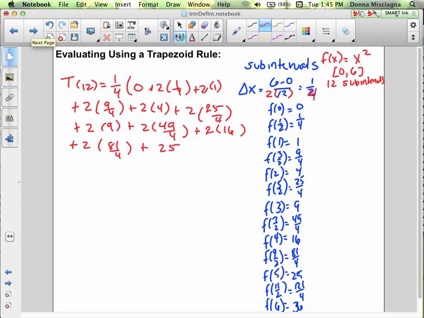All right, and don't forget your 2 here. 2 times 25, and then 2 times 121/4, and then 36. There we go. There's all the values, and let's make sure we got 13. 1, 2, 3, 4, 5, 6, 7, 8, 9, 10, 11, 12, 13. Good. I'm feeling good about that.